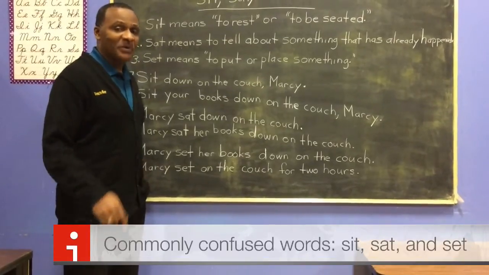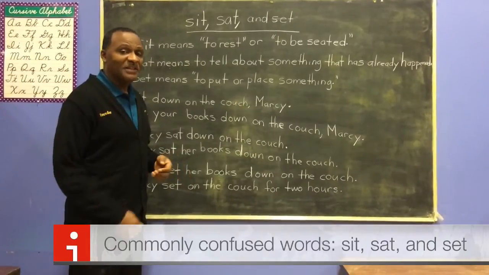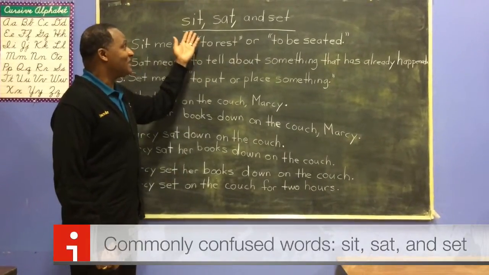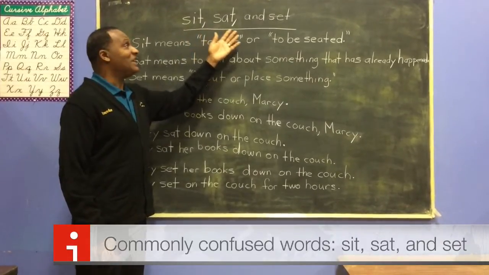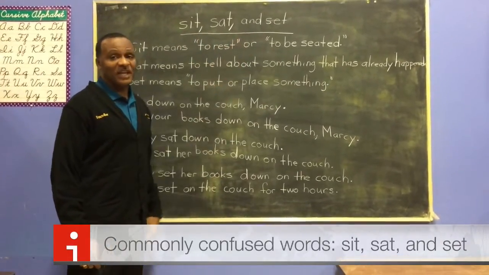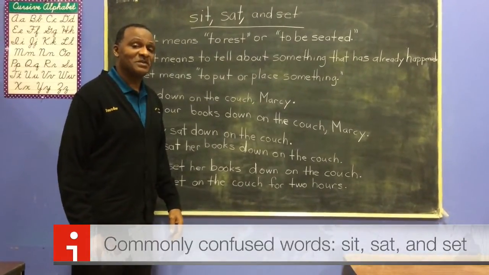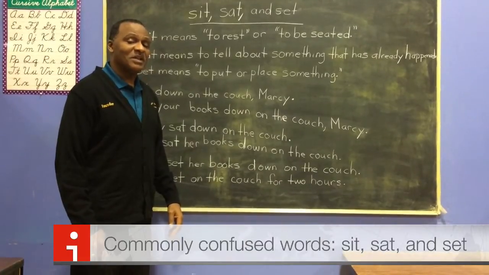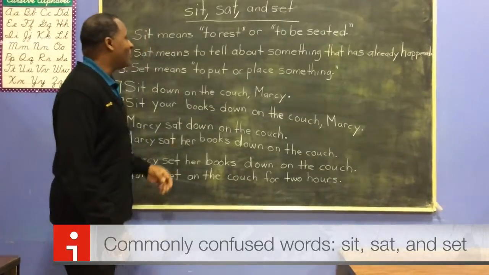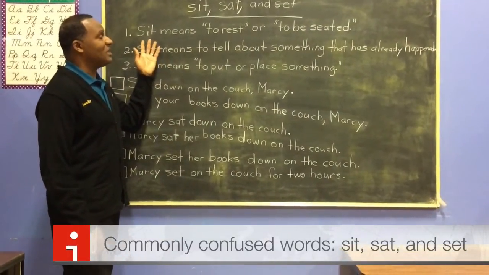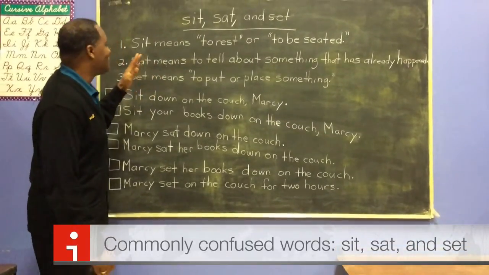Okay. Today we're going to discuss three different commonly confused words. Those three words are sit, spelled S-I-T, sat, spelled S-A-T, and set, spelled S-E-T. These are commonly confused words because sometimes when we speak the English language, we may be using the wrong word to describe what we really mean. I'm going to give you the definition of these words, then we're going to give some examples of how to use them.